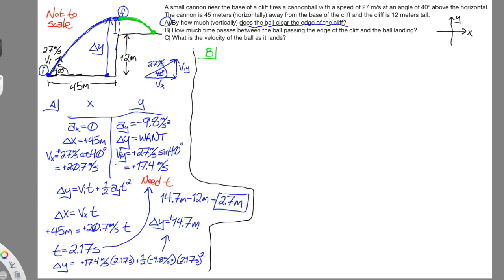So what used to be our final point is now our initial point, and we have a brand new final point. So this means some of our variables can be reused and some of them cannot. So our accelerations in the x and y direction are going to stay the same because they always do in projectile motion problems.